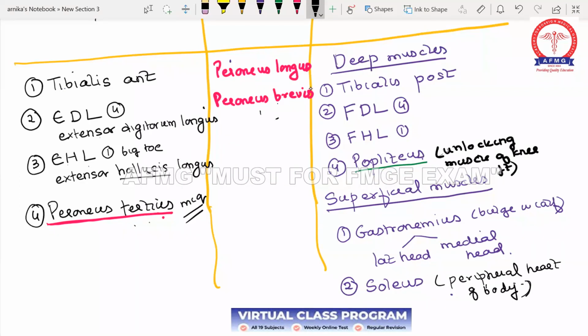Now this gastrocnemius and soleus together are known as triceps surae. Sura is the word for the posterior compartment of the leg: sural nerve, sural vein. Sura means posterior compartment of leg. Triceps: 1, 2, and 3. So together they are known as triceps surae.